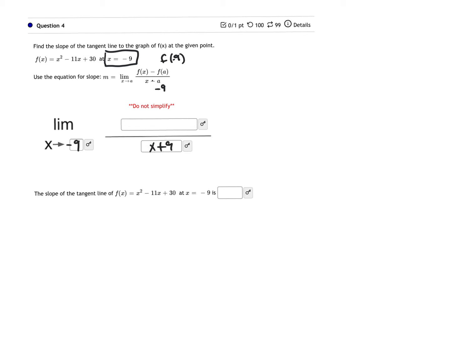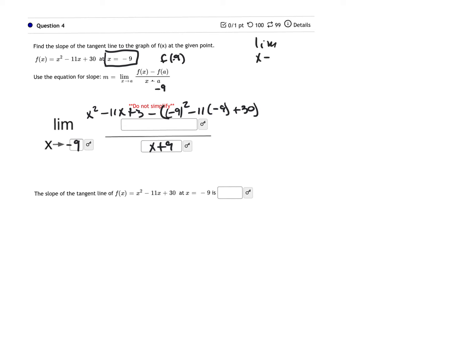Now I'm going to need a lot of room, so I'm just going to write this above this. I start with f of x, which is just x squared minus 11x plus 30, minus, and then in parentheses, I'm going to put a -9 in place of x. So that's -9 squared minus 11 times -9 plus 30. So now I need to simplify that top a little bit.